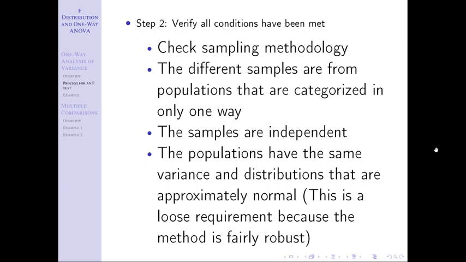So it's kind of a, if it's bad, it'll fall apart. If the populations have really different variances, or we have some really skewed populations, it's a problem, okay? But if we're close, it'll be good enough. The method will work pretty well.